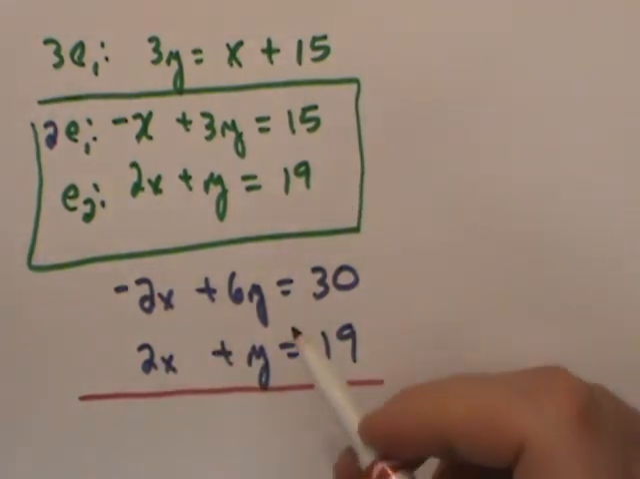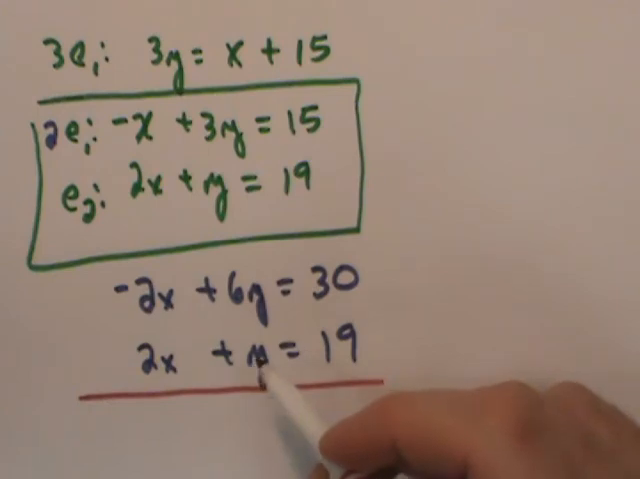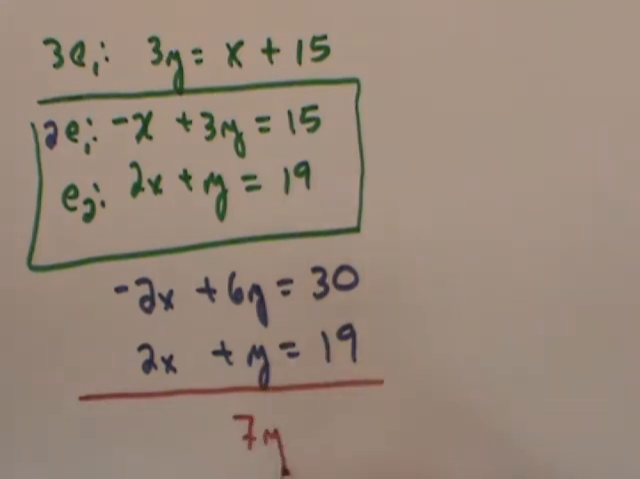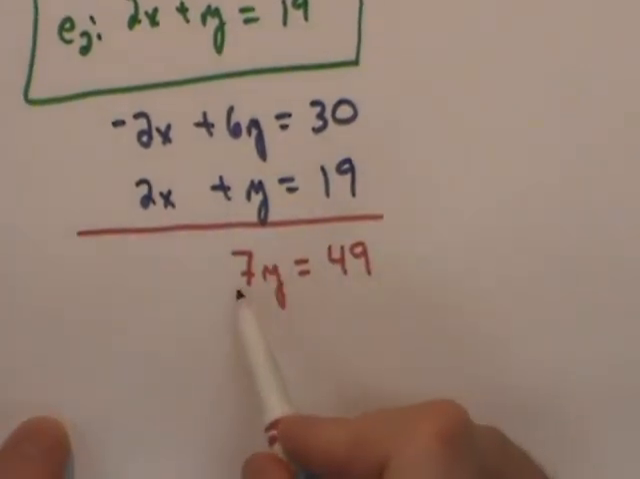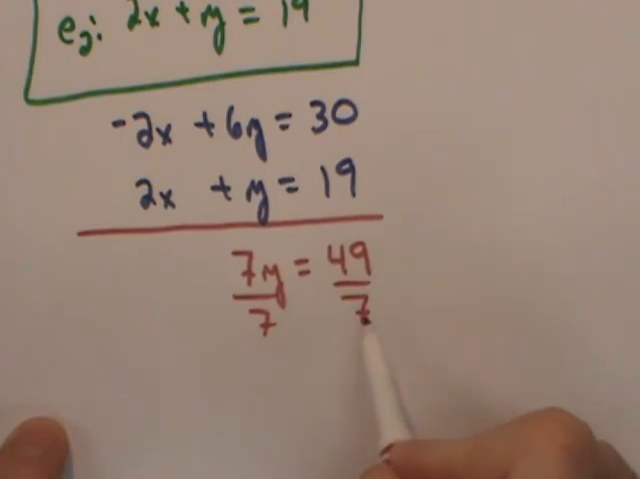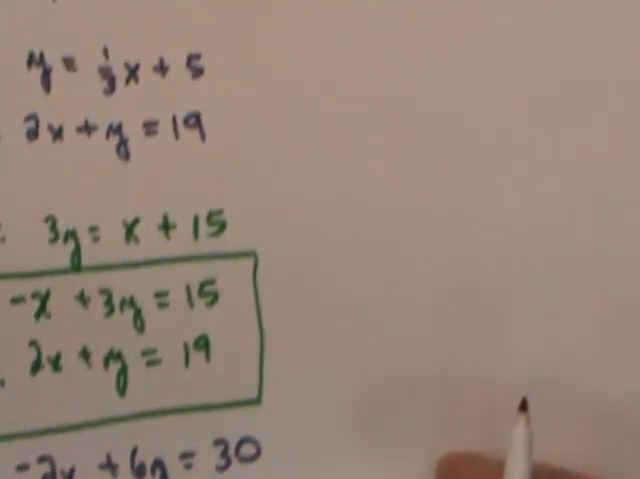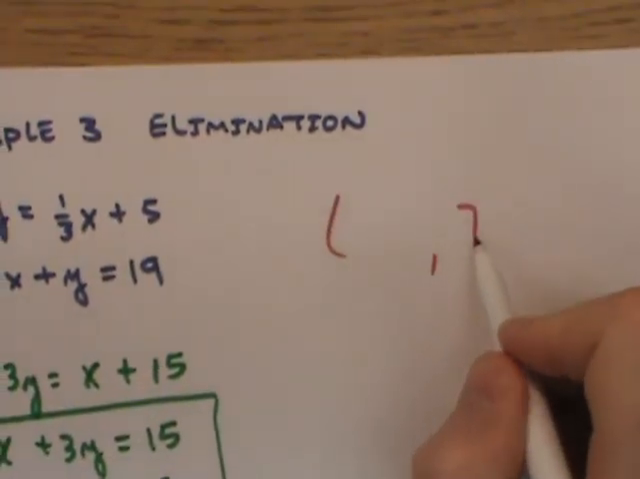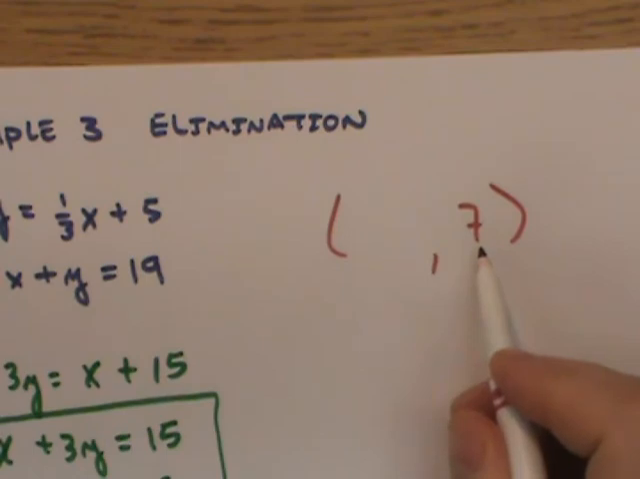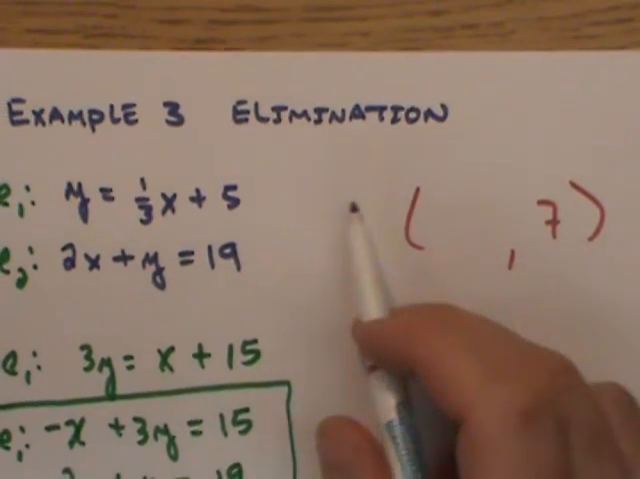The x's drop out, 6y and 1y is 7y, equaling 49. Well, if 7y equals 49, I can simply divide both sides by 7. And I get a y value. Y equals 7. Now I come up here. That's my y value. To find an x value, I can simply plug that in.